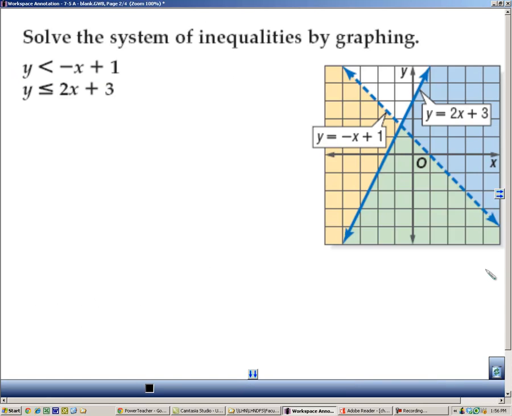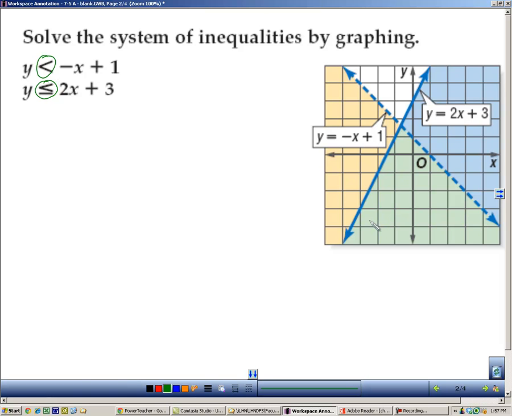Let's take a look at an example. Here, you have an answer already given to you based on these two inequalities. You have two lines. One of them is solid. Notice it's solid because of this symbol right there, which is less than or equal to. That's why this line is solid. The other line is dotted because this symbol is just less than.